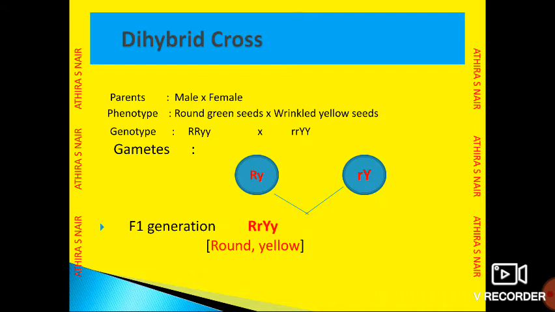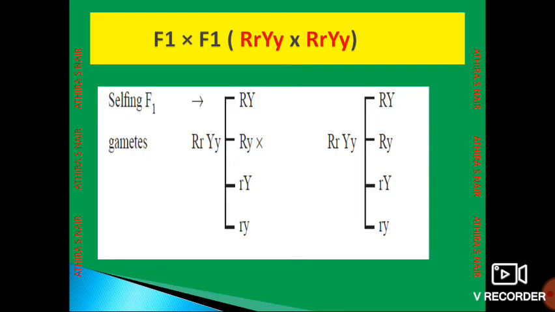That is their genotype. And what is their phenotype? All the progenies will show round yellow seeds. Then we self-pollinate the F1 plants, that is, round yellow seeded plants crossed with round yellow seeded plants, but they are heterozygous plants.